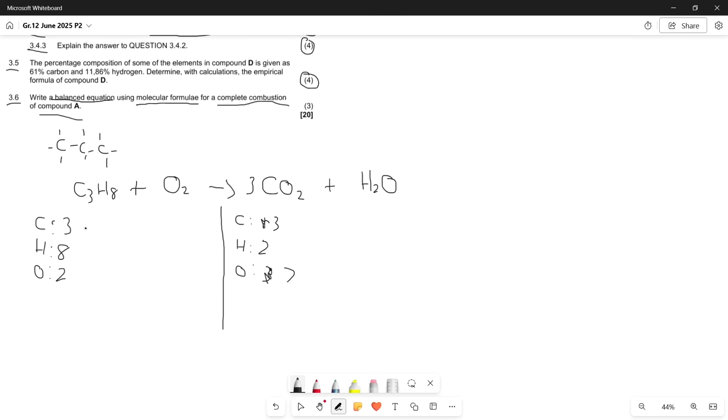So we have 7 O's now. Okay, so at this stage our C's are balanced, and then we need to balance our H's and our O's. And if we try and balance our H's, our O's will probably take care of themselves.